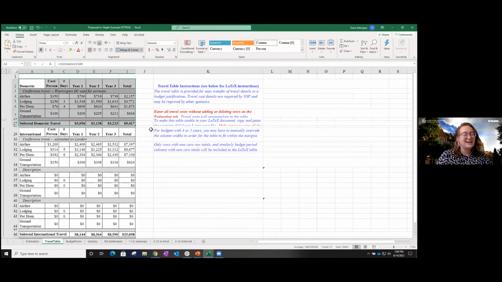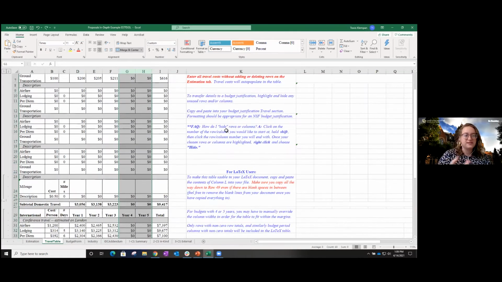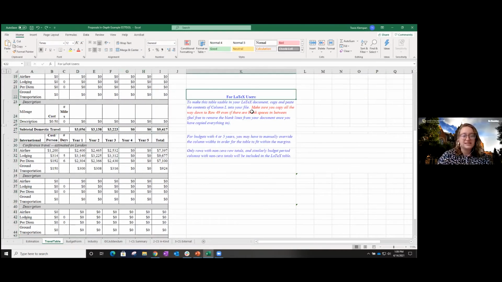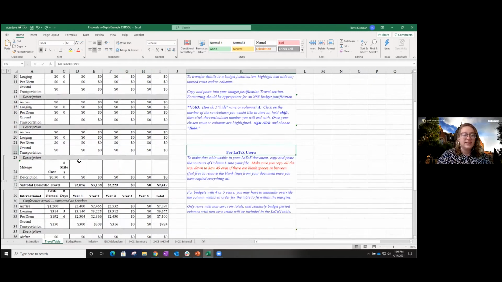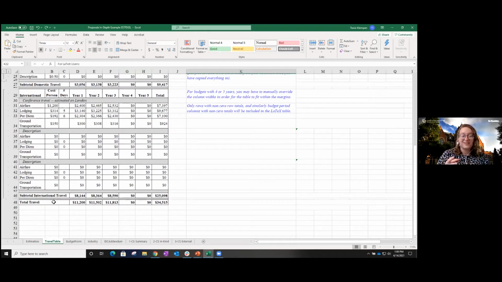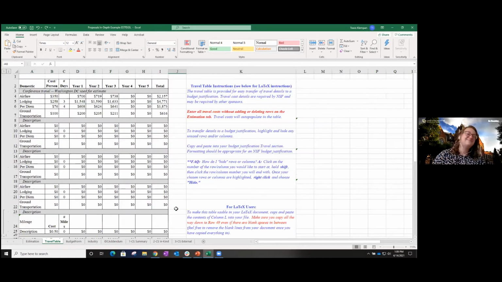Our office doesn't have a lot of expertise with LaTeX, so we do have some instructions in here if your researcher prefers to utilize that software. So we have it for domestic as well as foreign. It sums total travel costs for each and overall, so that you can easily throw this in your budget justification and call travel set, wipe your hands clean.